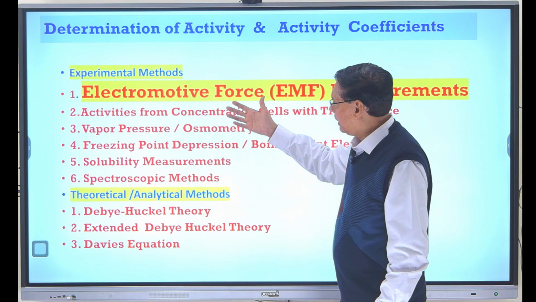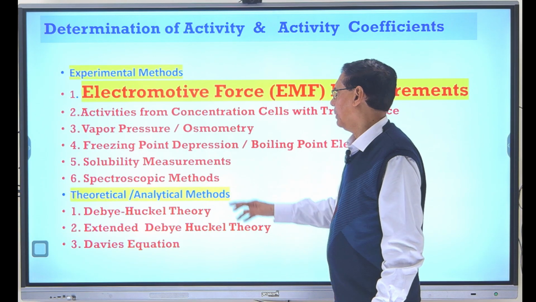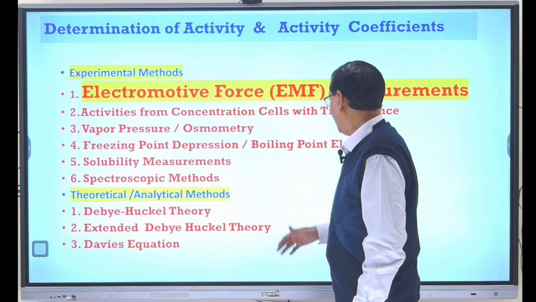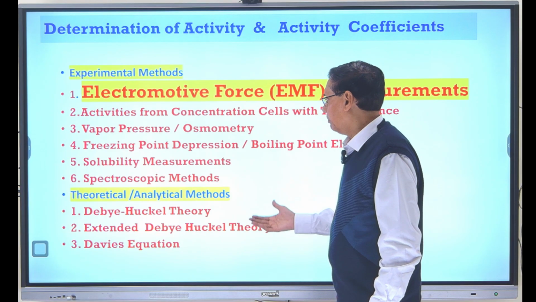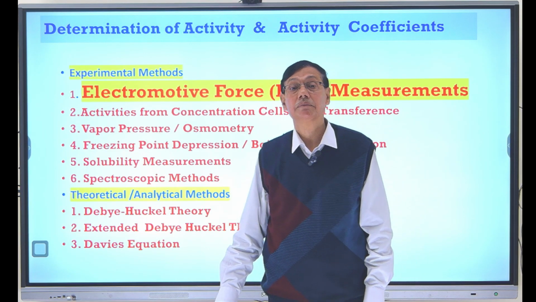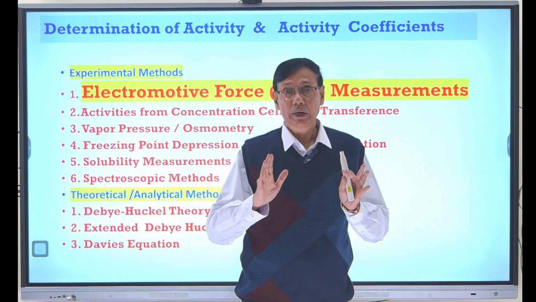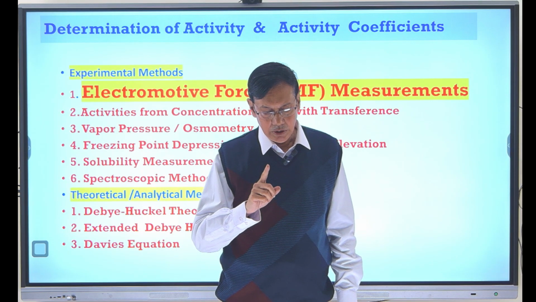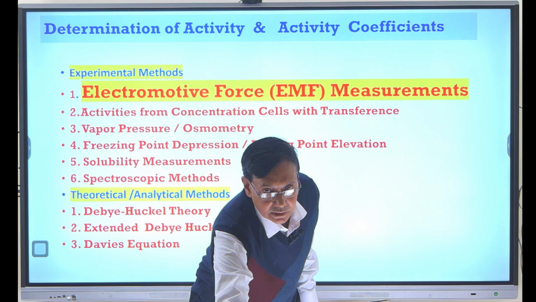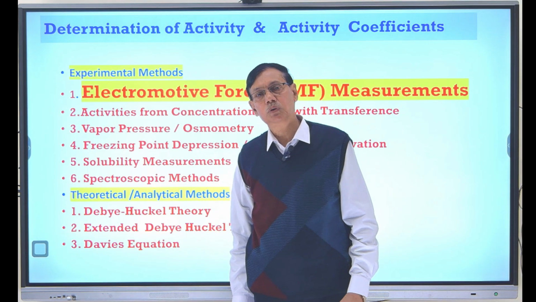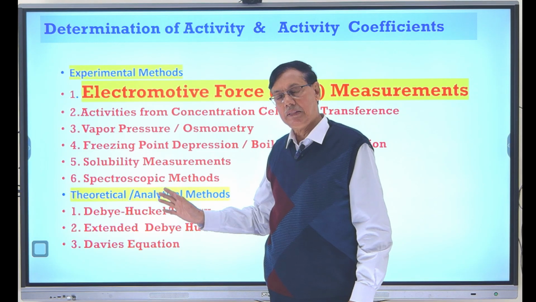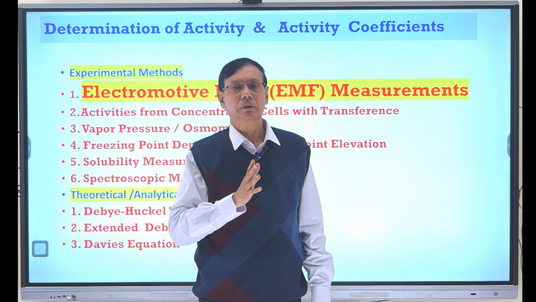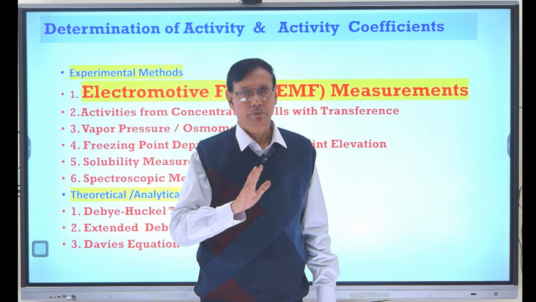And there are many colligative properties methods like vapor pressure, osmometry, freezing point depression, boiling point elevation, solubility measurement, spectroscopic method. But today in this particular lecture I will concentrate only on the first method, that is the EMF method. As I already told you, these methods are available in most of the physical chemistry books.